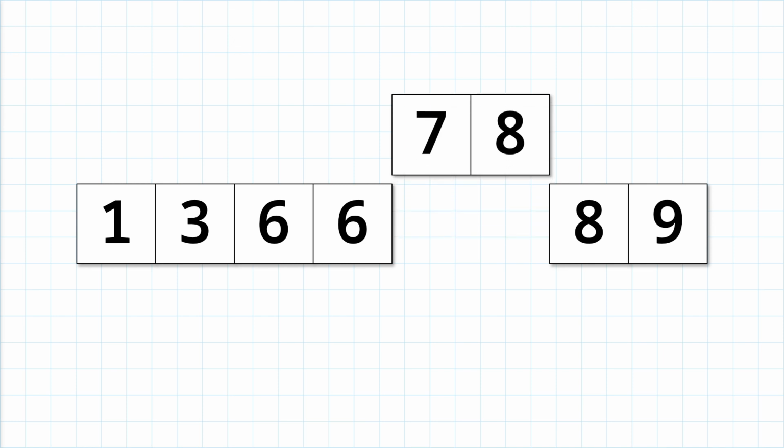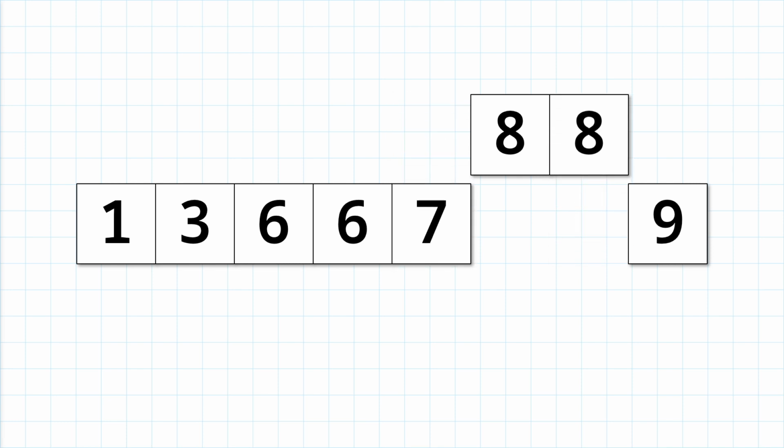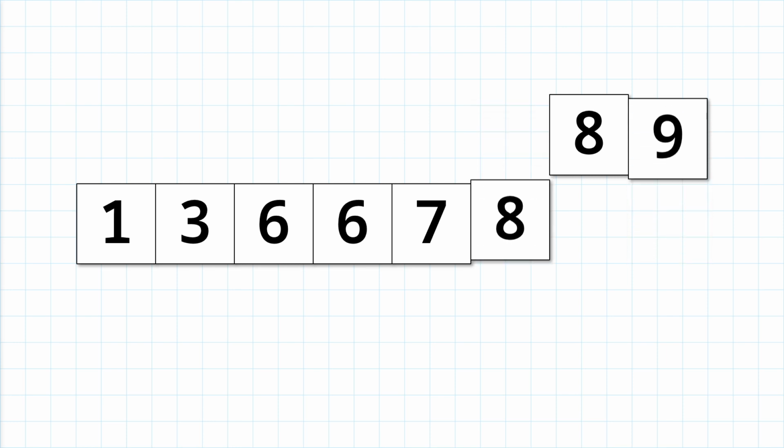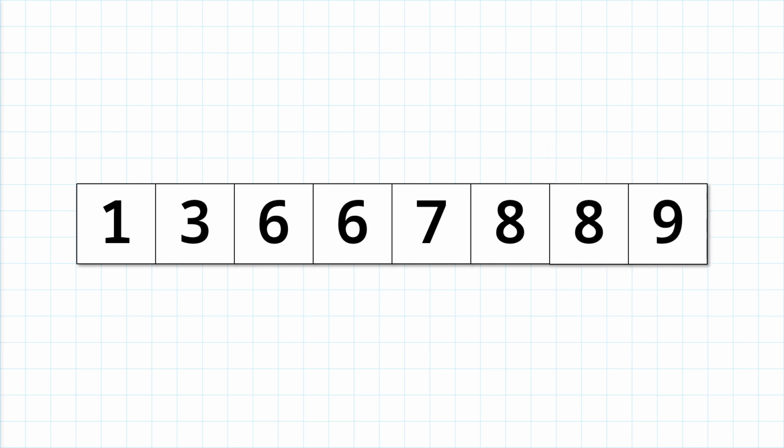Now, 8 is greater than 7. We're okay. We keep going. 8 and 8 are equal, which is fine. And 9 is greater than 8. We've made it through the entire array and didn't find any cases where a number wasn't greater than or equal to the number that came before it. So it's okay for us to go ahead and return true.